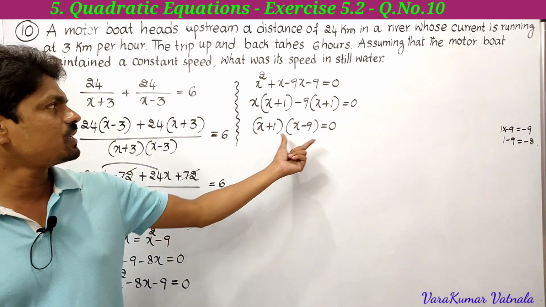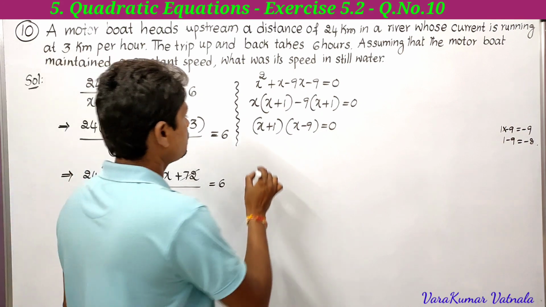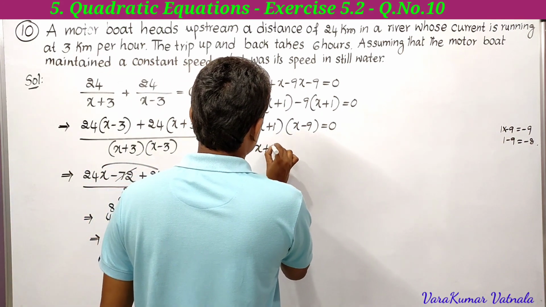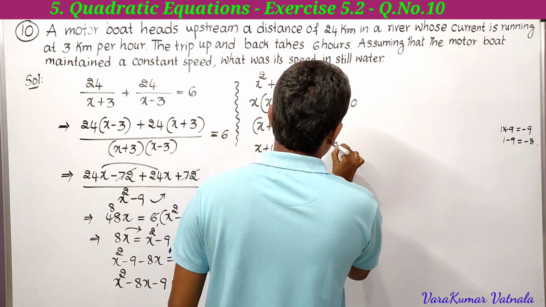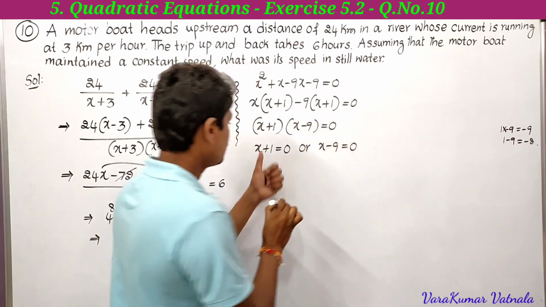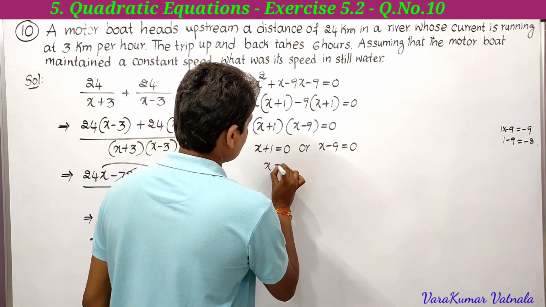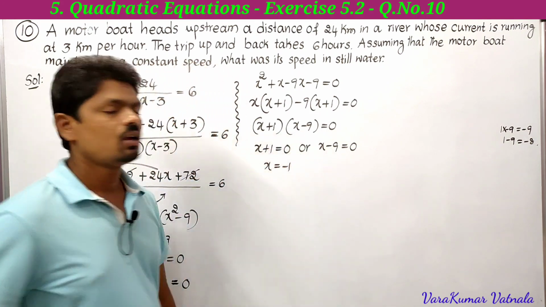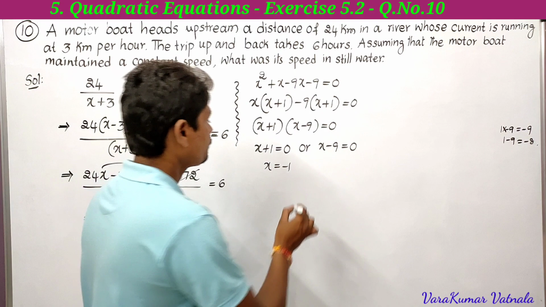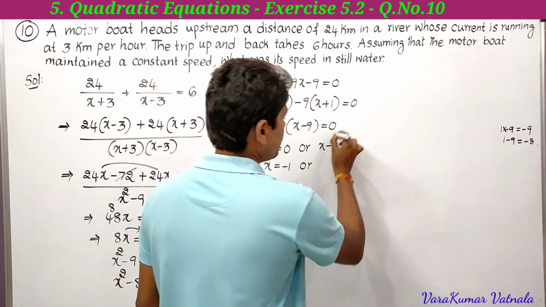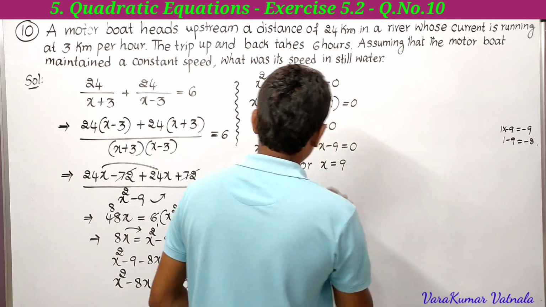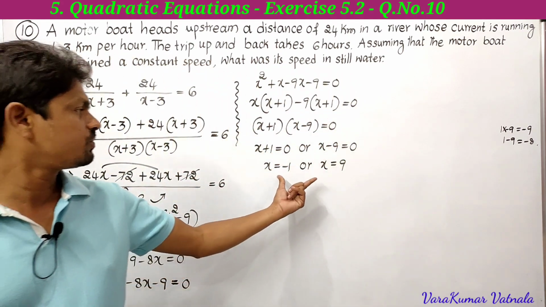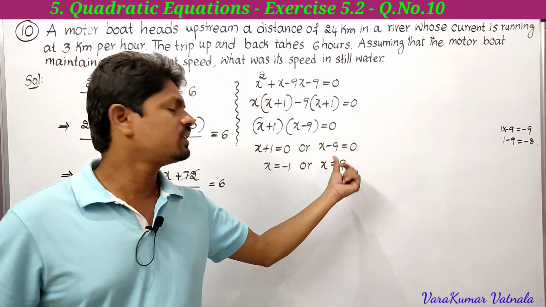So either x plus 1 equal to 0 or x minus 9 equal to 0. So we get x is equal to minus 1. Take plus 1 to the right side, it becomes minus 1, or here take minus 9 to the right side, it becomes plus 9, x is equal to 9. So now we have two values for x, one is minus 1 and the other is 9.